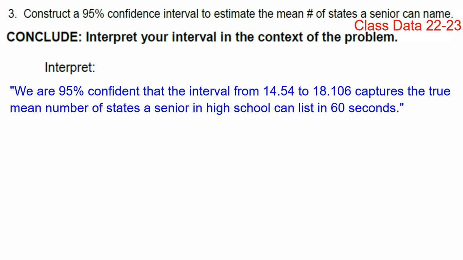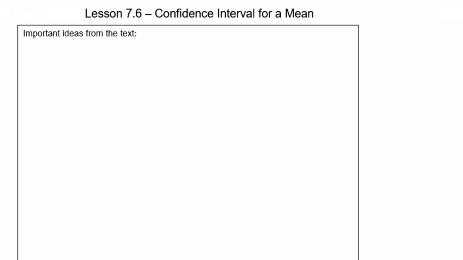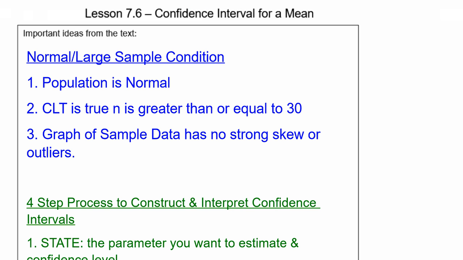So to recap, big ideas, right? For a confidence interval for a mean. One, we want to always check the normal and large sample conditions are true. If they are, then we can proceed with that four-step process. Remember, what we're looking for is: is the population normal? Is the CLT true, where n is greater than or equal to 30? If not, look at the graph of your sample data. Look to see that it does not have any strong skewedness or outliers. And if not, then you can assume that if you added more samples to your data set, it would have normalized.